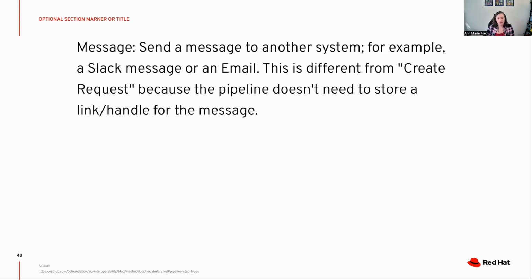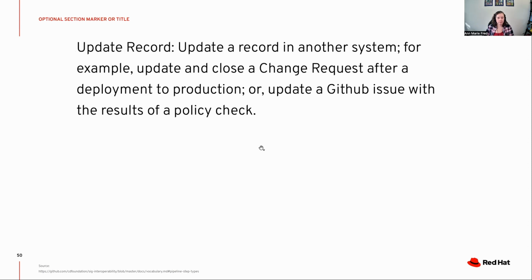A message step is where you're going to send a message to another system, for example, a Slack message or an email. We have another type of step called create request that's different because the pipeline doesn't necessarily need to store a link or handle for the message. It's just a send it and forget it sort of thing. An update record step will update a record in another system. For example, it might update and close a change request after the deployment to production has completed, or it might update a GitHub issue with the results of a check of one of your policies.